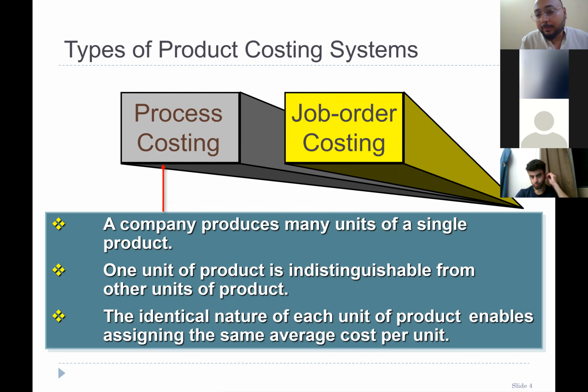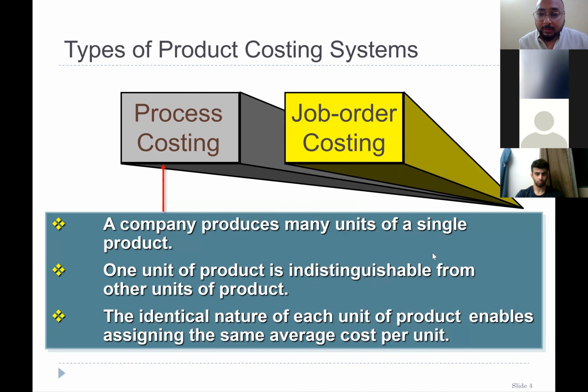Due to one unit of product being indistinguishable from the other units, the identical nature of each unit enables assigning the same average cost per unit. So in this case, we do not have to worry about the manufacturing overhead. We do not have to worry about how much period cost and how much product cost is associated to this product, because we are just making one kind of unit and all units are identical.